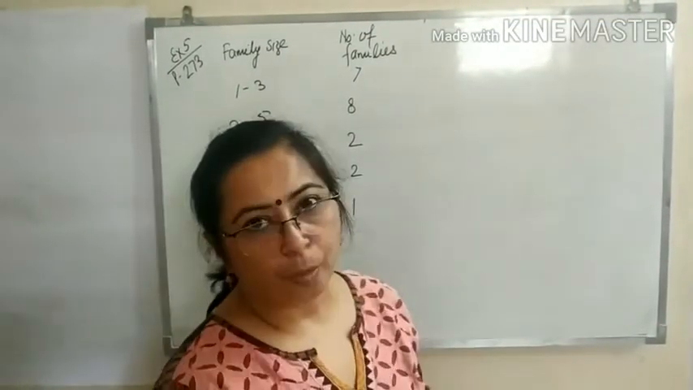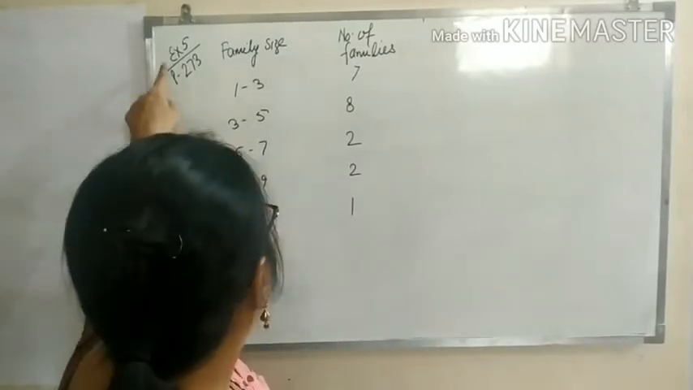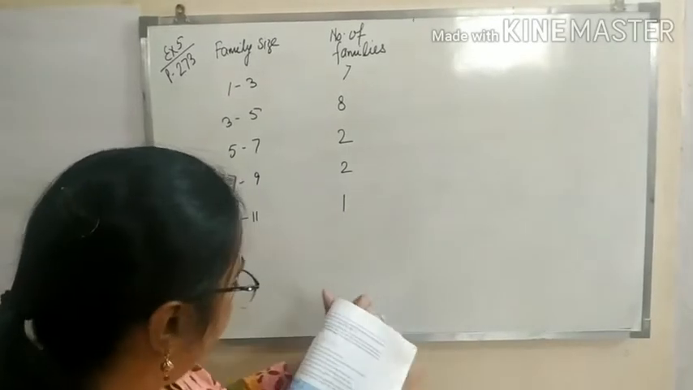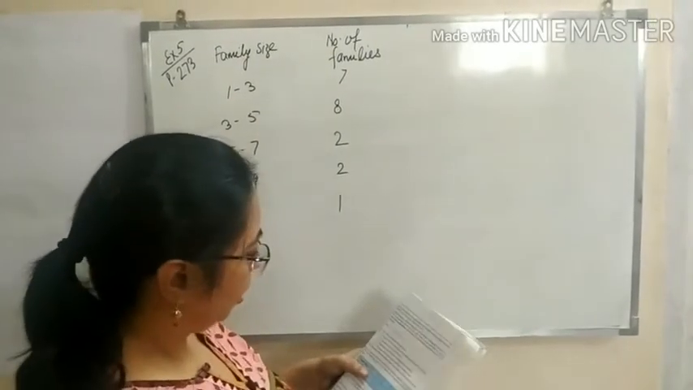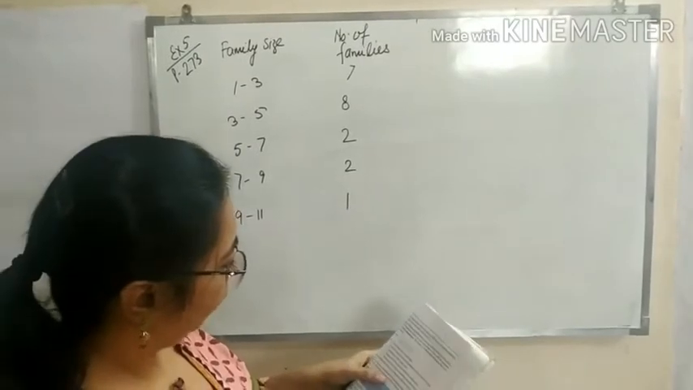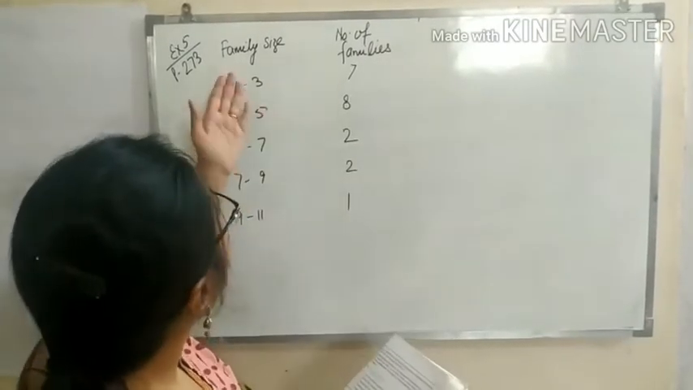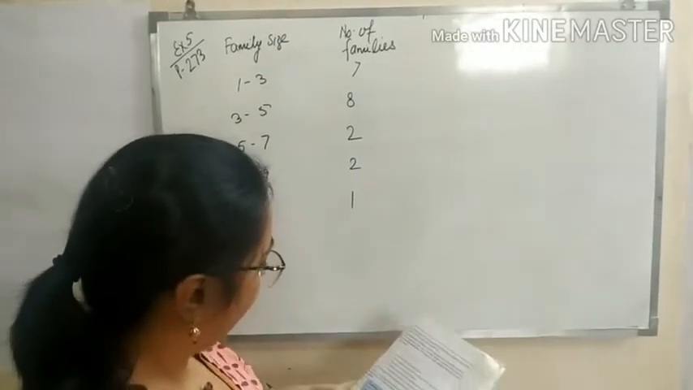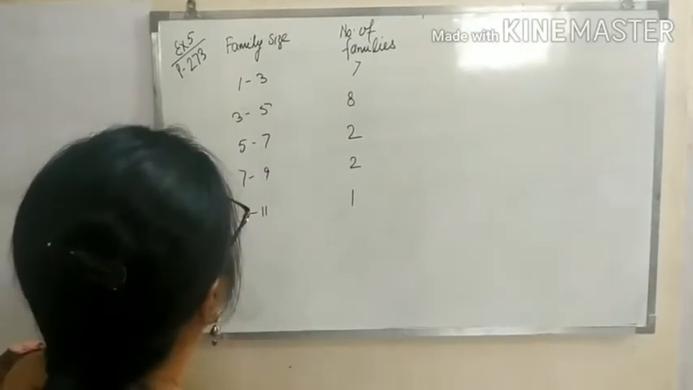To understand the formula of mode, let's see example 5 on page 273. A survey was conducted on 20 households in a locality by a group of students, resulting in the following frequency table. This is the frequency table given to you. Family size is given and number of families are given. You have to find the mode of this data.